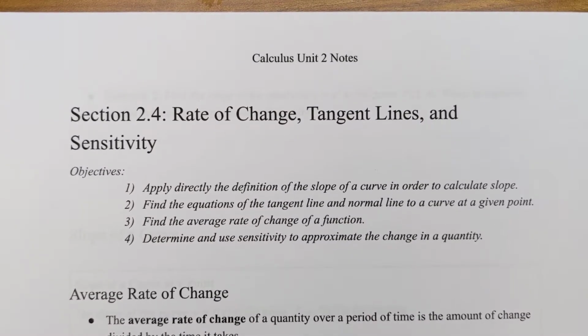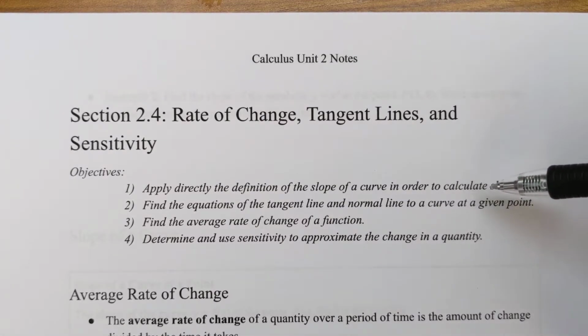Okay, so here we've got the notes for section 2.4, rate of change, tangent lines, and sensitivity. So our objectives, you can read those yourselves. I'm not going to read them at you.